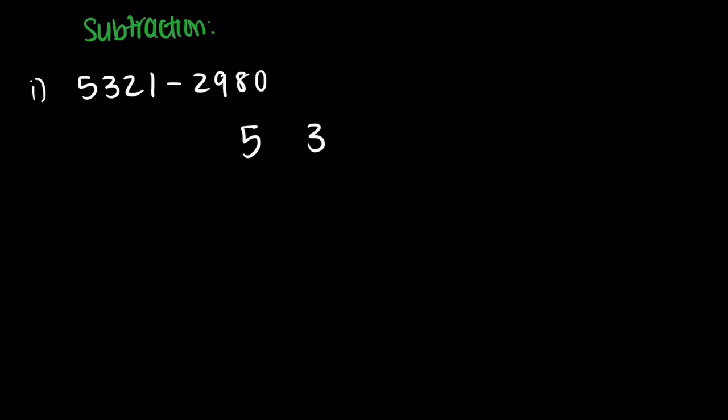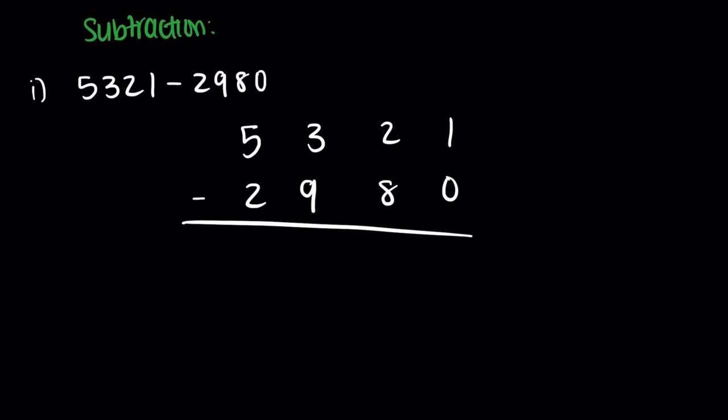Now we're going to look at subtraction. Let's start with basic subtraction of denary numbers. For example, 5,321 minus 2,980. You should already know how to do this. 1 minus 0 is 0. 2 minus 8. Well, this can't be done, so we borrow 1 from this 3 that is in the hundreds place, which leaves 2. And we bring over 10, which means the new number is 10 plus 2, which is 12. And so 12 minus 8 is 4.